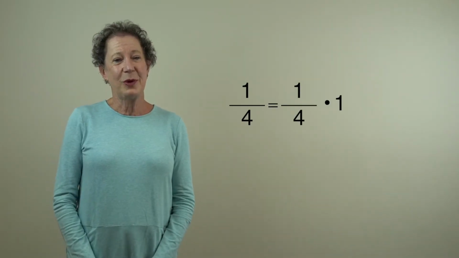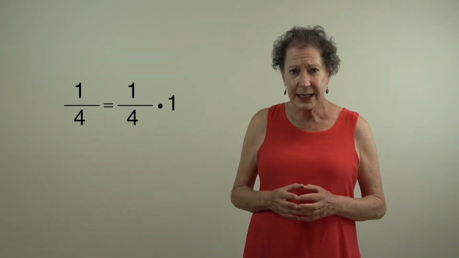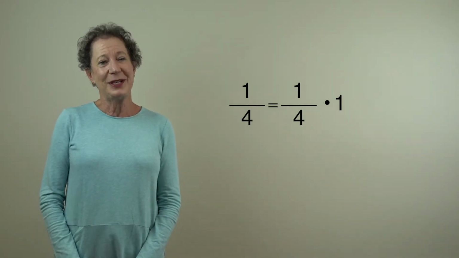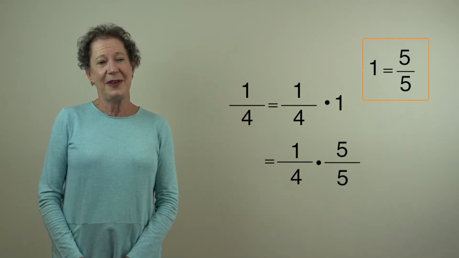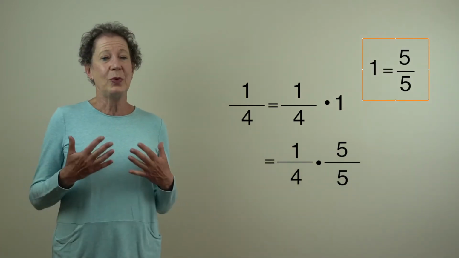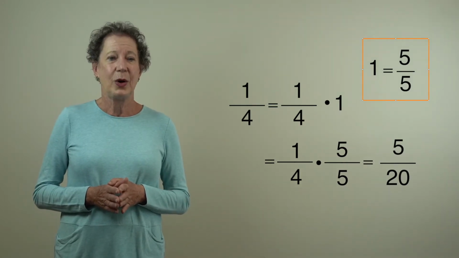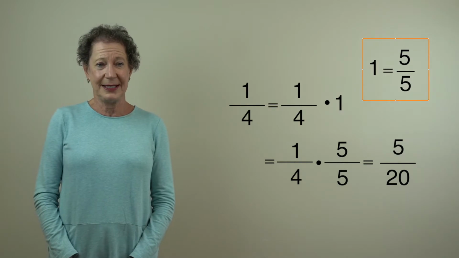1/4 equals 1/4 times 1. Now we use the form of 1 that gets us to the denominator of 20 that we want. Another way to write 1 is 5/5. So we multiply 1/4 times 5/5 and get 5/20. 1/4 and 5/20 are equivalent fractions.